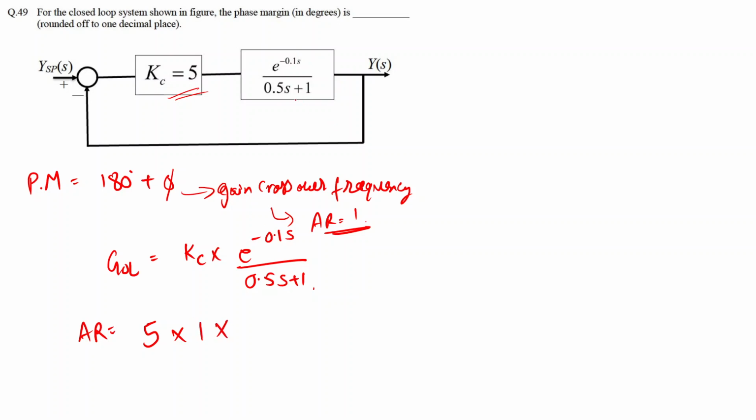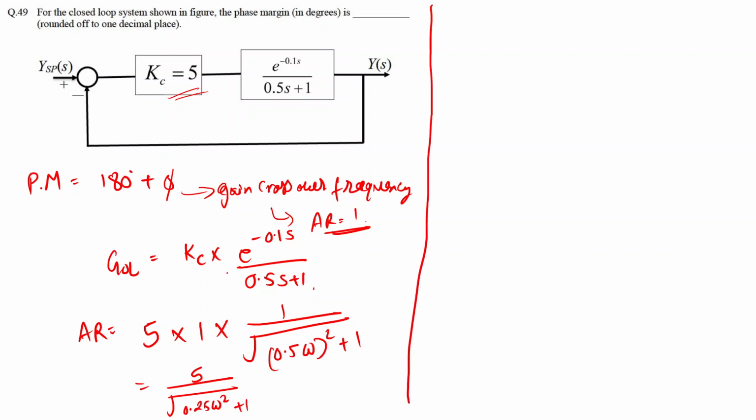And now for this 1 upon 0.5 s plus 1, we can write it as 1 upon under root of omega square tau square plus 1, that is, 0.5 omega whole square plus 1. Now we can simplify this as 5 upon under root of 0.25 omega square plus 1.